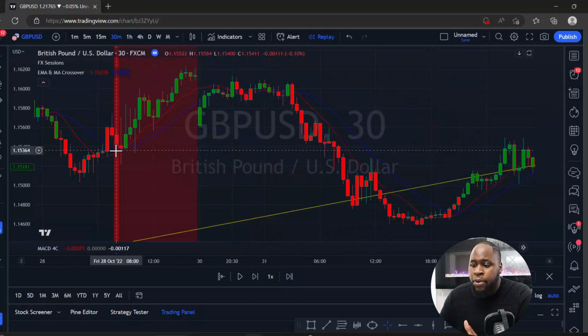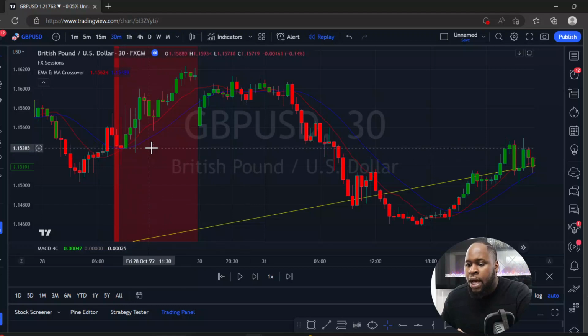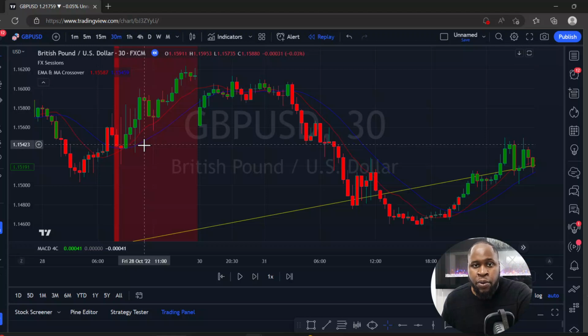Okay, now I'm on the 30-minute, and I want to see during the New York session, which is shaded in red, how many times did I get a crossover? And based on the strategy, if the crossover happened below price, if price went off for a significant buy, and if it happened above price, if price went for a significant sell. Now, significant is the word, because before I even get into anything, I need to decide how many pips do I actually want to go for each trade. That's going to really matter.